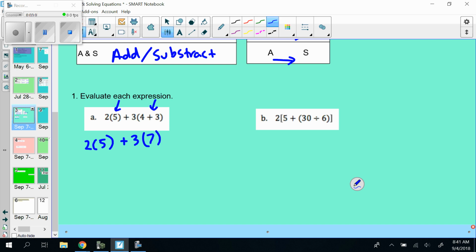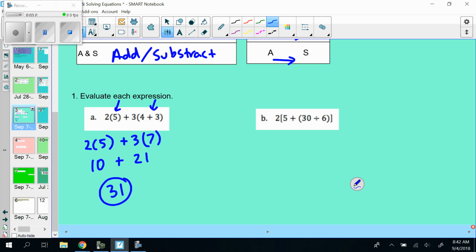So then we work multiplying and dividing. We do have some multiplying here. So multiplying 2 and 5, we get 10. Multiplying 3 and 7, we get 21. Finally, do the last operation of adding, and the answer to this one would be 31.